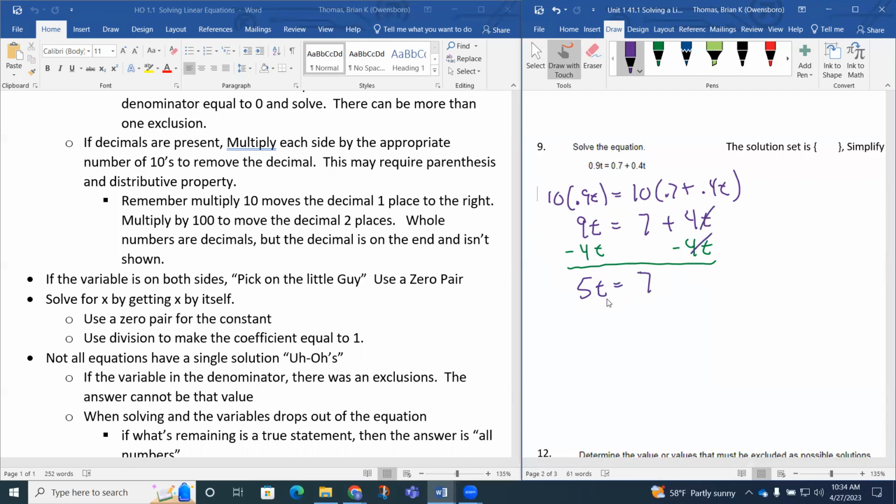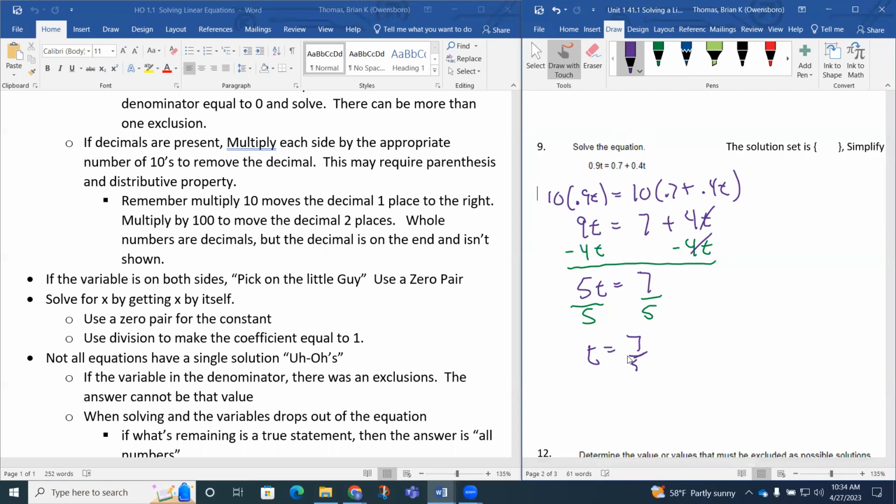So notice how we don't have a constant, all we have is a coefficient. To make the coefficient go away, we just got to divide by the coefficient. So if we divide by 5 here, we have to divide by 5 over here. So this gives us then, t is going to equal 7/5.